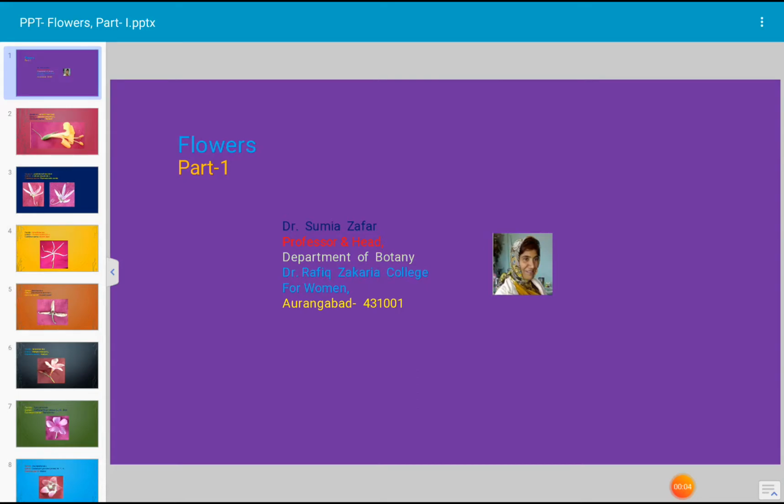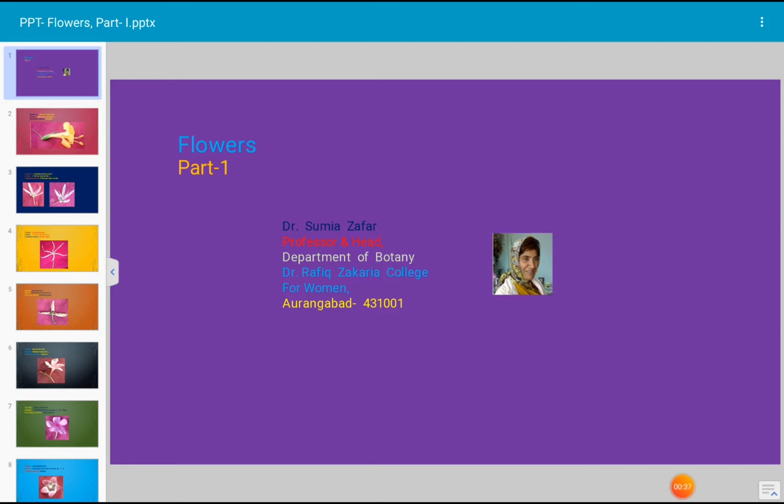Today's topic for discussion is flowers. There are different types of flowers, and the flower is the reproductive part of the plant. It consists of several parts. Some flowers have a stalk-like structure known as the petiole, and some flowers do not have a stalk. Such flowers are described as sessile flowers. Presence or absence of petiole plays a very important role in identification of the plant.